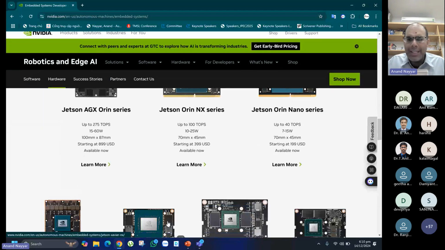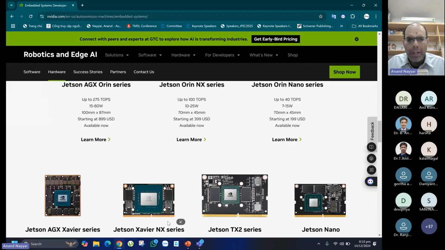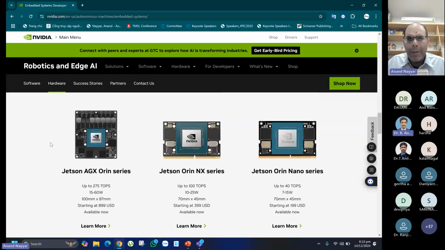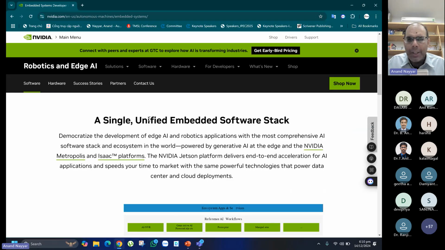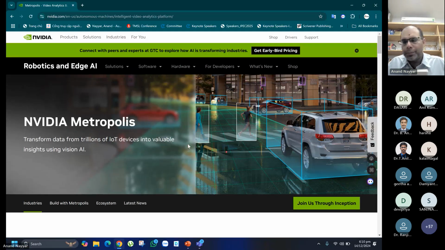What you are using is a little bit old technology. So what I'm suggesting is that first of all, you can work on the Jetson platforms based on Xavier or AGX. These technologies are very good, because the old Jetson Nano will not be supporting you. Now, if you go to software, there is a single unified embedded software stack, which is based on NVIDIA Metropolis. So this is the answer for you.